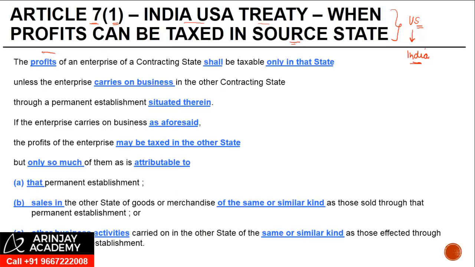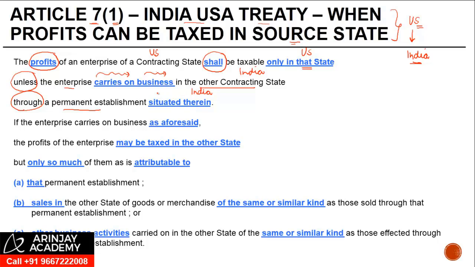The profits of an enterprise of a contracting state. So we are taking the example of a US enterprise. So we reread this as the profits of a US enterprise shall mandatorily be taxable only in that state, only in US, unless the US enterprise carries on business in the other contracting state, which is India, through a PE situated therein. Situated therein as in situated in India.